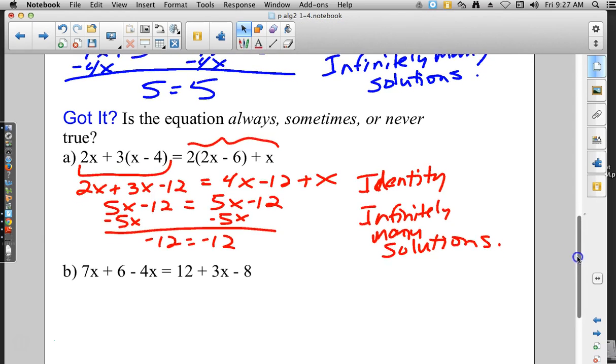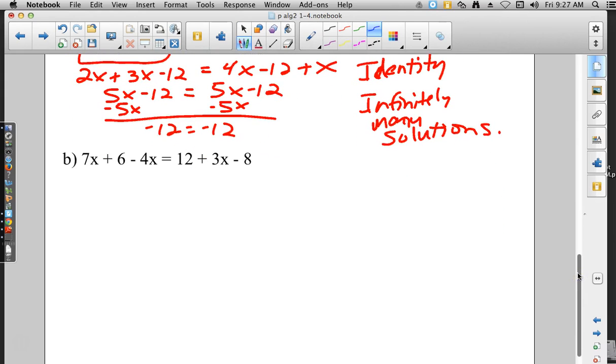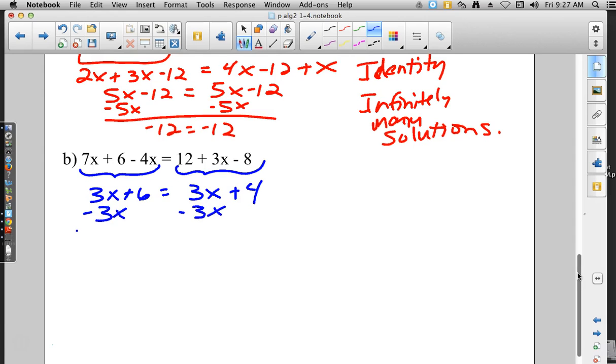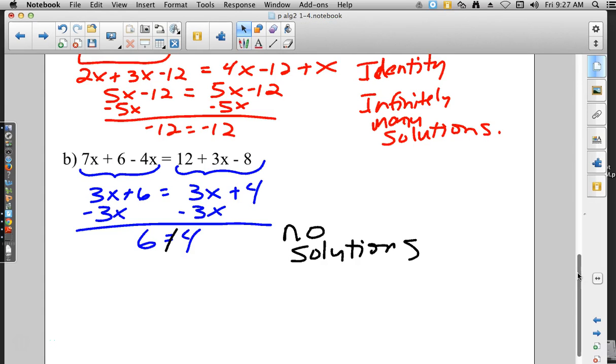For B, we don't have to do any distribution right away, but we do have to combine like terms over here on the left-hand side, and then combine like terms over here on the right-hand side. And then we go ahead and subtract 3x from both sides, and have 6 equals 4, which we know is absolutely never true. So this has no solutions. What that means is there isn't any value that we could put in for x everywhere that we see an x that would make this true. There is no solution. Graphically, again, this means that we have a pair of parallel lines.